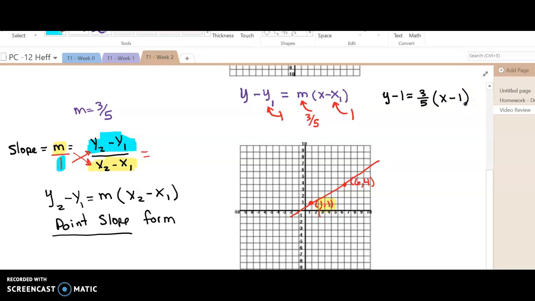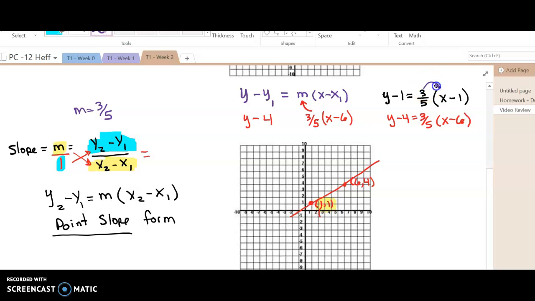If I happen to use the other point instead, I would have had 3/5 times x minus 6 and y minus 4. They look different, but they represent the same line. Let me show you why.